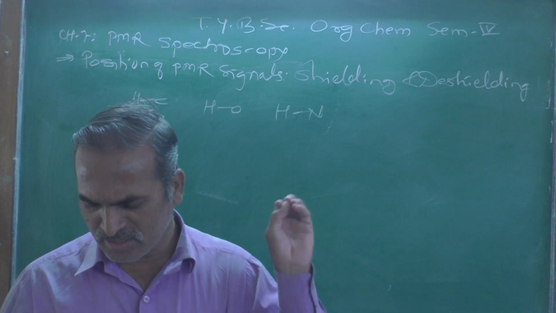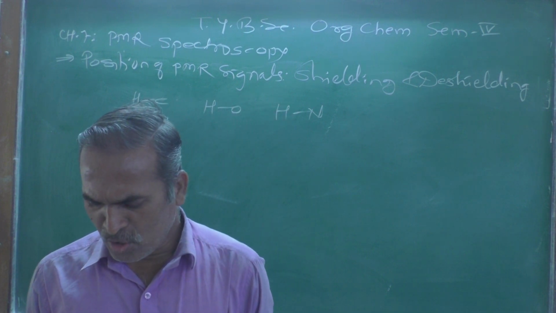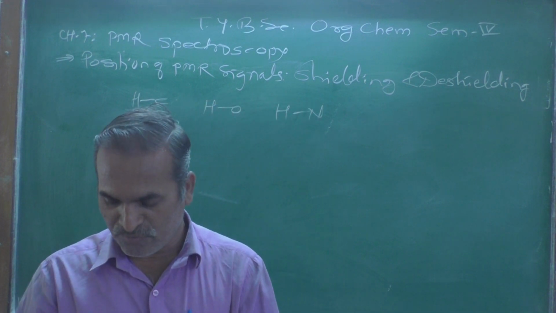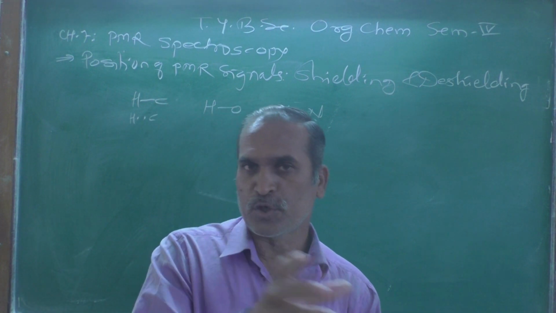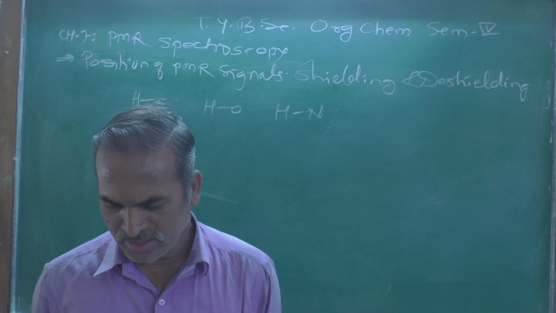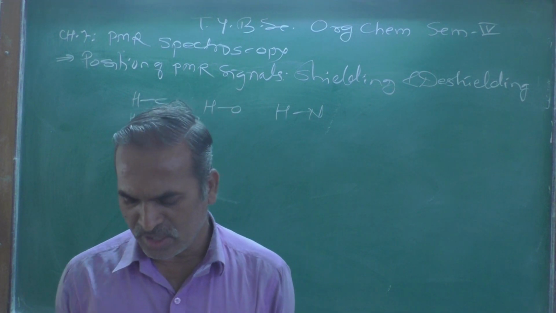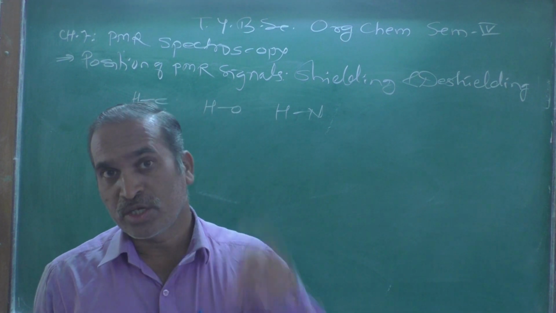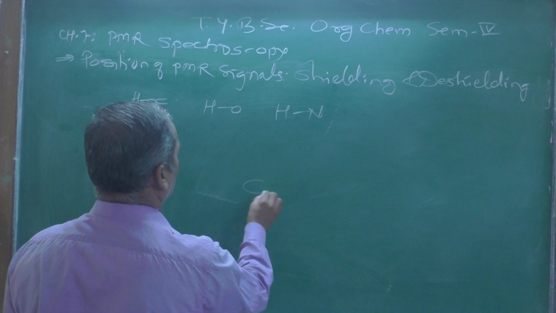The proton therefore is always surrounded by a bonding pair of electrons. When an external magnetic field is applied to the proton, the circulating bonding electron pair produces its own magnetic field, known as a diamagnetic field or induced magnetic field. Let us see here, I am going to show over here.